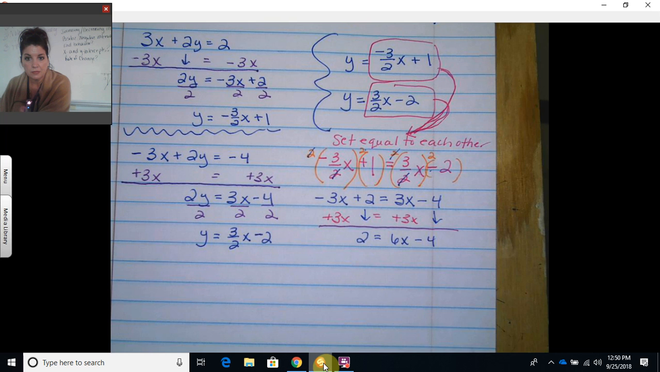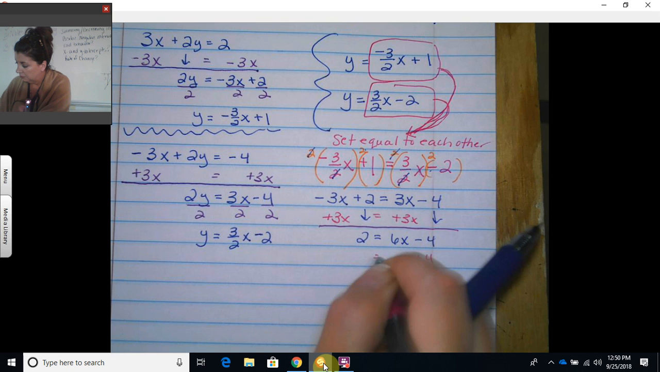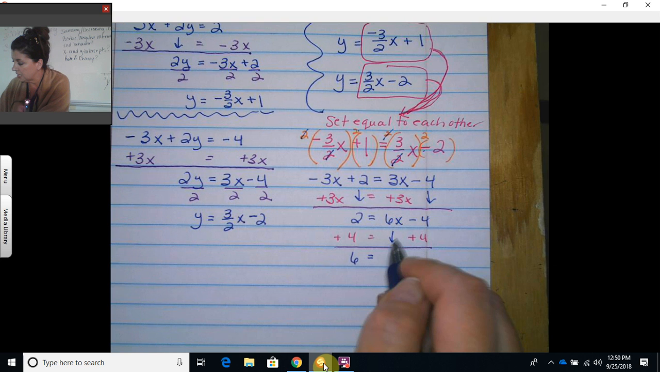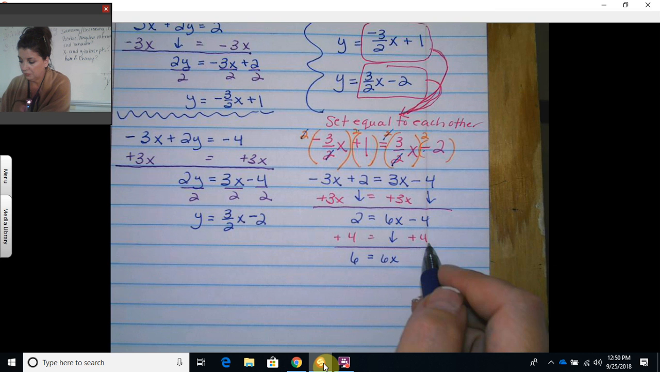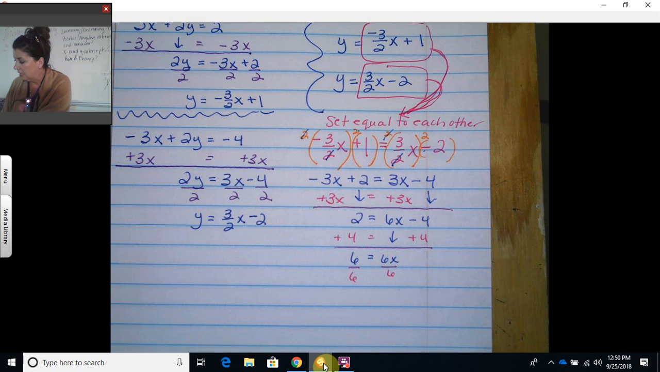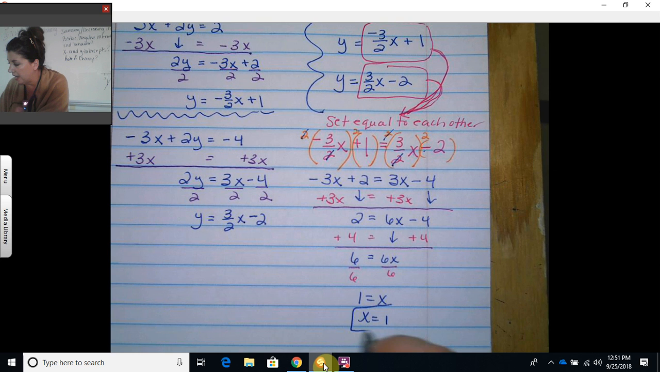Now what do I do? Add 4 to both sides. Two plus 4 is 6. Bring down your equal sign, bring down your 6x, negative 4 and positive 4 is 0. So now I'm trying to isolate the x. I'll divide both sides by 6, and x equals 1. Is that my final answer? No, because I need an ordered pair. I need x comma y, right? I've only found x. So what should I do now?